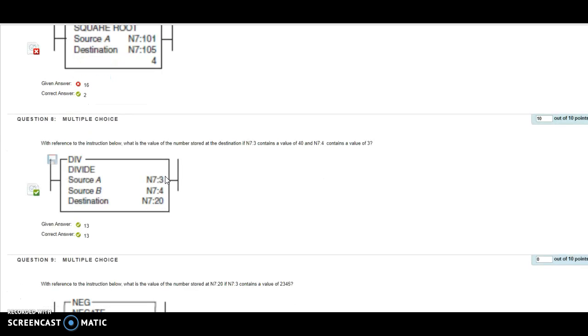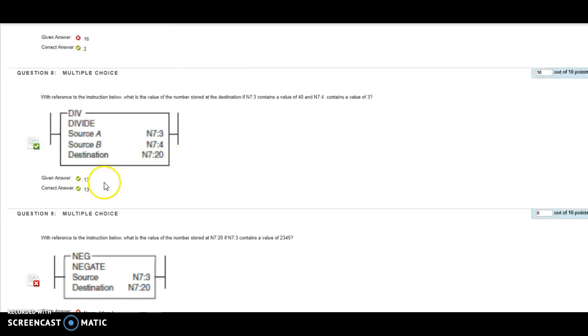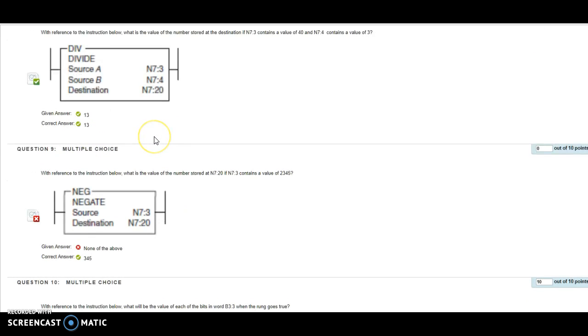Division here. We're asking if N73 has 40 and N74 has 3, what's going to be in N720? And remember, we can't store decimals, so basically 40 divided by 3 is 13. There is a remainder, but we can't carry that. The division doesn't have the ability to display anything but the full integers there.